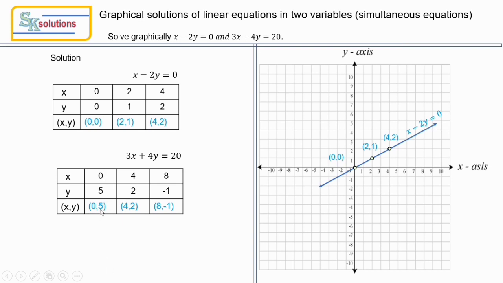The corresponding points on this line are, say, the first one is (0, 5). So where is (0, 5)? 0 on x-axis and 5 on y-axis. So you get (0, 5) here.